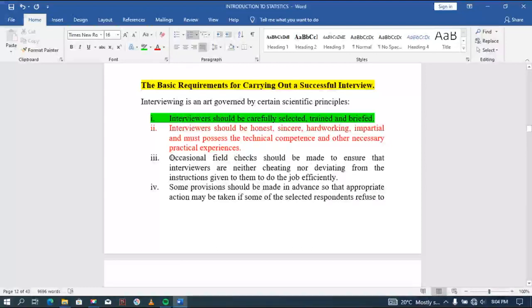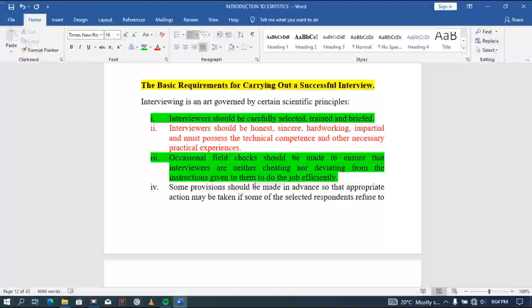Then occasional field checks should be made to ensure that interviewers are neither cheating nor deviating from the instructions given to them to do the job efficiently. So there must be field checks on these interviewers, meaning that they must ensure that they keep on track for purposes of collecting some relevant information from the interviewees. They must be able to do the job efficiently to avoid repeating the activity, given the costs that are linked to this form of interview, this form of data collection.